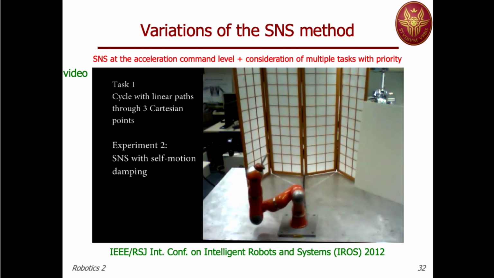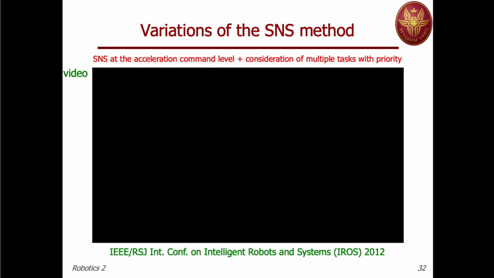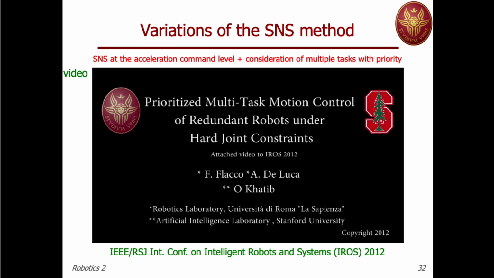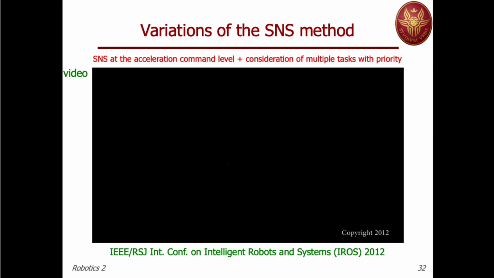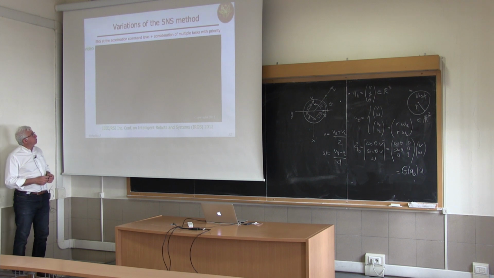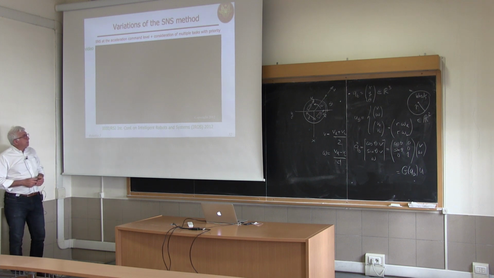So the whole idea here is that you do the same technique, but you keep the internal motion limited, because when you're moving at the acceleration level, you may have a buildup of joint velocity that does not show up at the level of the end effector task, but will possibly bring the robot close to its saturation values. Okay, I think this is it.